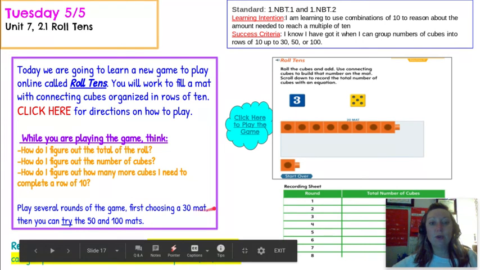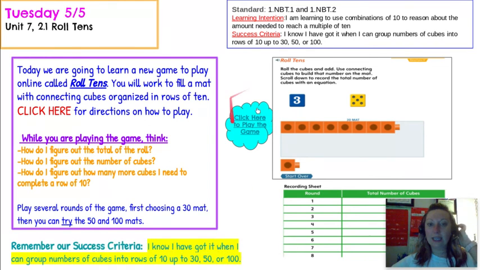All right, first we want you to choose 30. Then you can go and try the 50 and 100 mats, okay? And you click right here, it's going to take you to that game. Remember, we want you all to be able to group numbers of cubes into rows of 10, up to 30, 50, or 100.